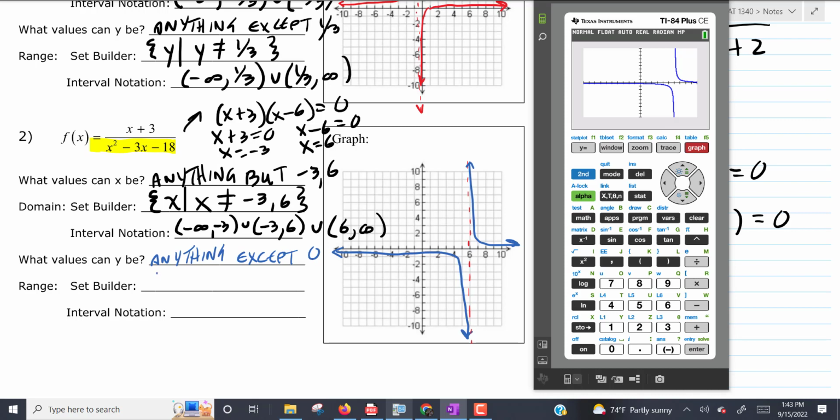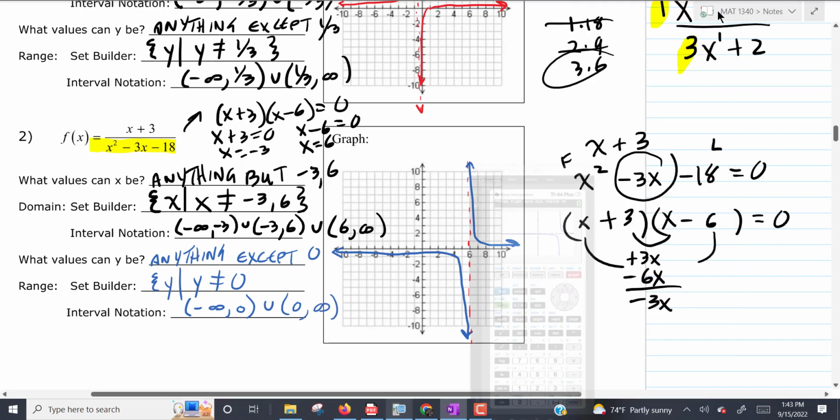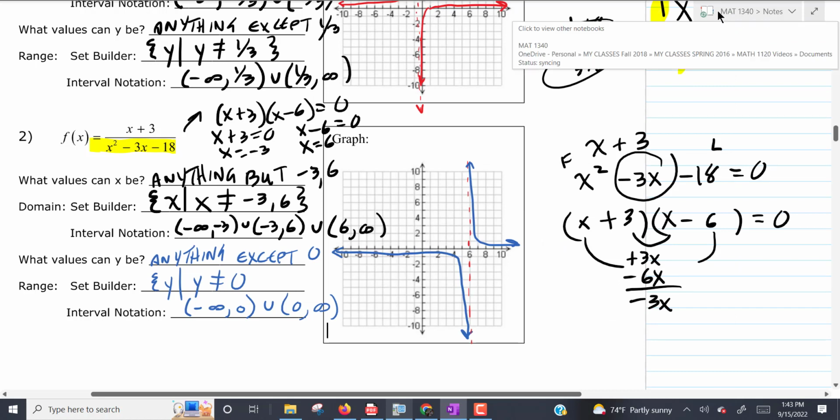Okay, so set builder, we would say set of y, and then we would say y cannot be equal to 0. And then as far as the interval notation, we would say -infinity to 0, and then union 0 to infinity, like that. Okay, so that's how it goes. I think the range on these problems can be a little tricky, but look at your calculator.